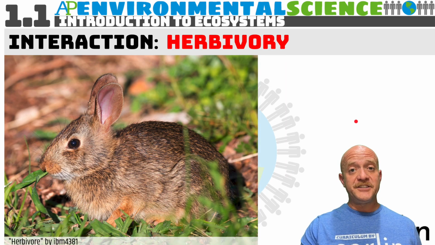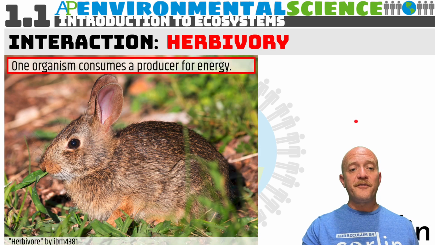Another type of interaction is herbivory. And herbivory is where one organism consumes a producer for energy. In this case, the rabbit is eating the grass.